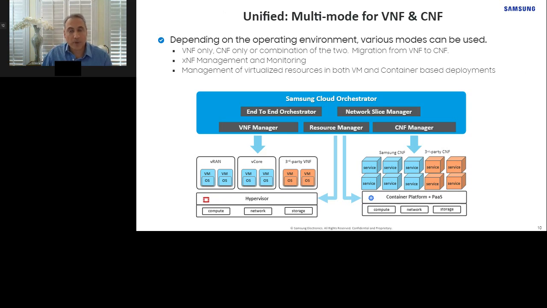And again, with the multimode unified approach of VNF and CNF, you can deploy a VNF-only deployment, a CNF-only deployment, or some combination of the two. The Samsung Cloud Orchestrator would interface directly to your OpenStack or your Kubernetes as needed. And of course, we bring in the VNF manager and the CNF manager as well.